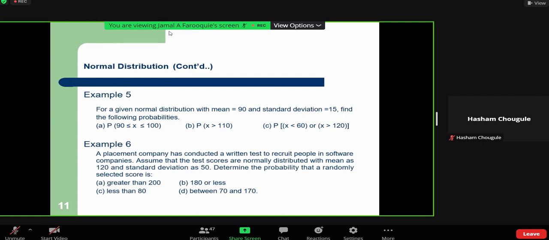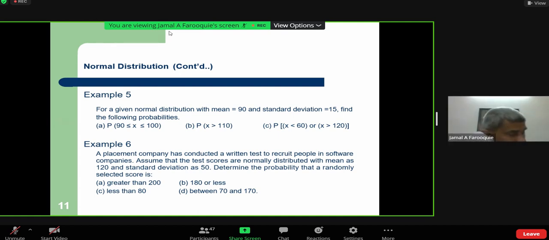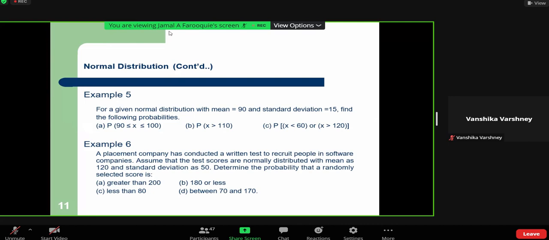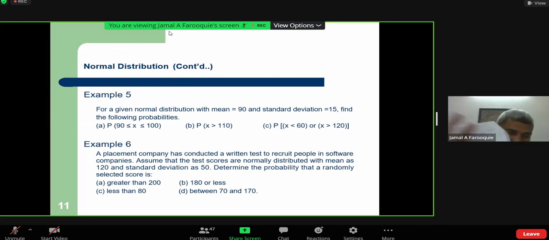So now how will you express or interpret this 0.0548? What is this? If out of those 1000 candidates you randomly picked one candidate, the probability that the candidate will have his or her score more than 200 is only 5.5%. So this is how we understand.